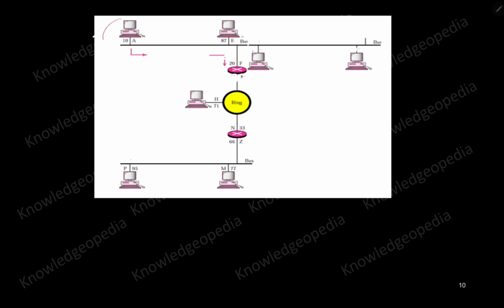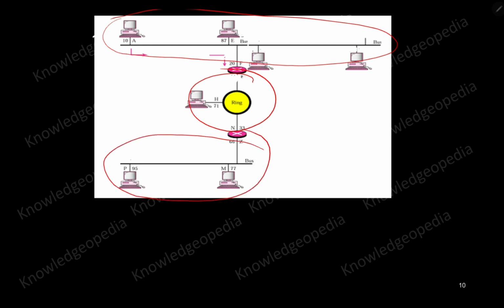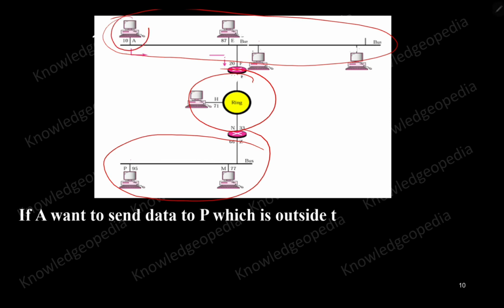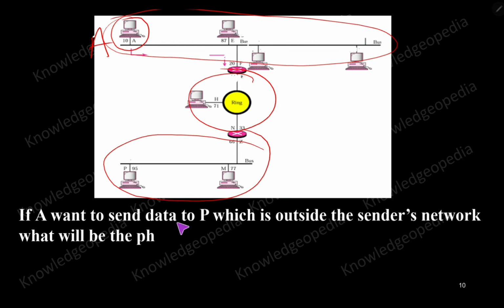The top one is a bus topology network. This is a ring topology network. This one is another bus topology network. Assume we have A. This is A, and it wants to send data to P. This is P, which is outside the sender's network.